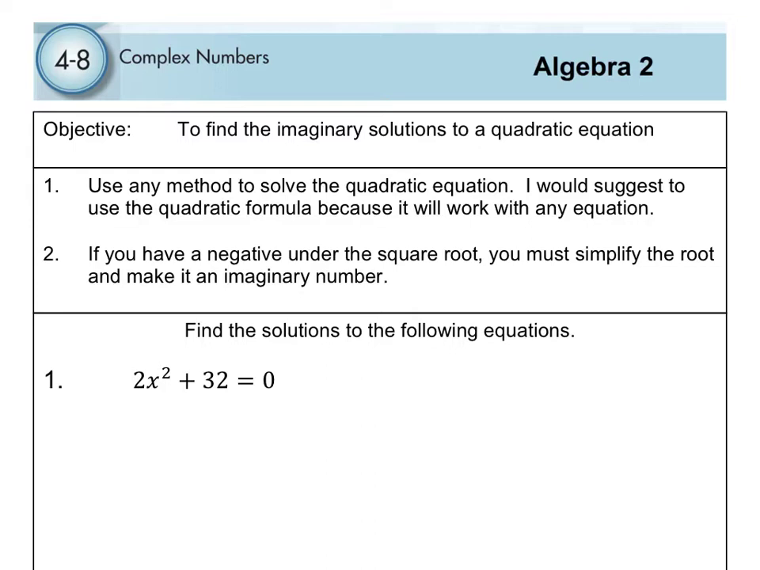Okay, so number one says to use any method to solve the quadratic equation, and I would suggest to use the quadratic formula because it works with any equation, whether it's factorable or not, whether your middle term's even. I would just use the quadratic formula to solve all these. Number two says if you have a negative number underneath the square root, then you must simplify the root to make it an imaginary number. You cannot leave negatives underneath the square root. So anytime we have a negative underneath the square root, we've got to take that outside of the square root and turn that into i.